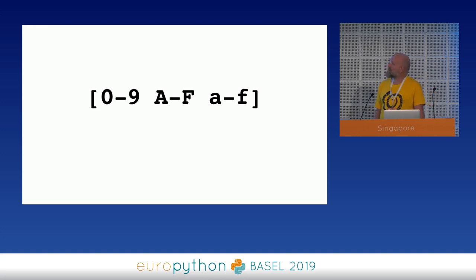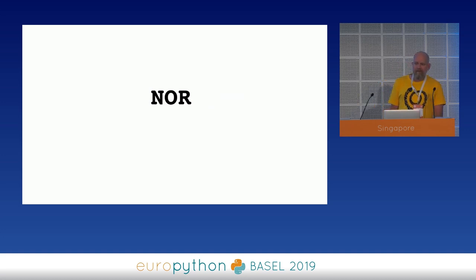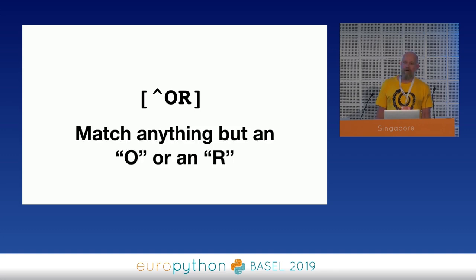But then we'd match a 0 to a 9 or a space, or a 0 to an F or a space, or an A to an F. So that does something different. We also have NOR, not OR. The same square brackets, and now that caret has a different meaning all of a sudden. It's between the square brackets, so now it means anything that is not an O or an R.